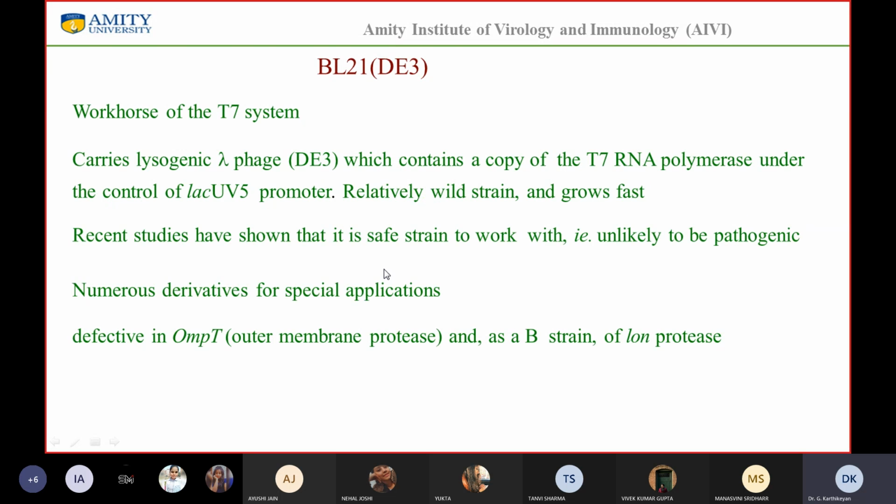And this strain per se is defective in a protease called outer membrane protease, and another protease called lon protease. These proteases generally have a tendency to degrade your foreign proteins, so they don't allow foreign proteins to be expressed. And so these strains are specially designed so that these genes are absent. These genes are knocked out of these E. coli strains, both OmpT, outer membrane protease T, and lon protease.